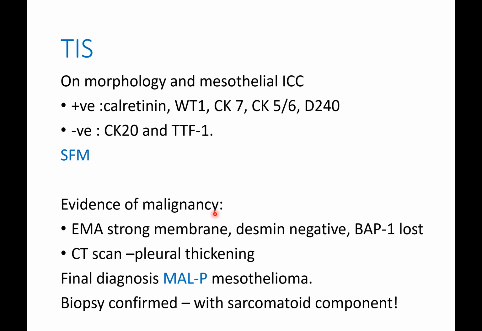In addition, however, strong EMA membrane staining, Desmin negative, and crucially, loss of BAP1, together with CT scan showing pleural thickening, would be sufficient to make a final diagnosis of mesothelioma in this case. I would still recommend VATS biopsy if it's possible. VATS biopsy in this case confirmed mesothelioma, but interestingly with a sarcomatoid component, which cytology would be unable to predict.